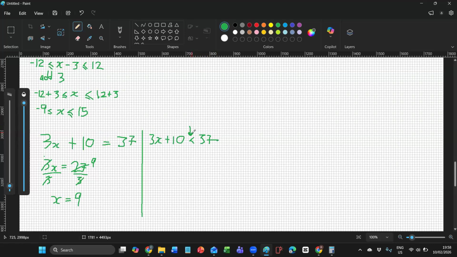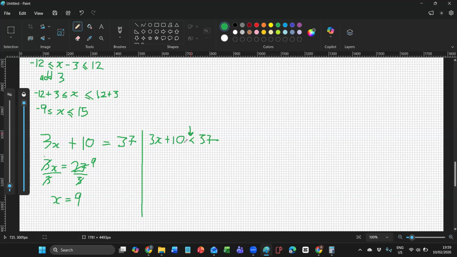Don't get carried away and think that the sign is equals to. It's less than. You just have to maintain it. Okay. Now, what are the rules? Let's talk about the rules.